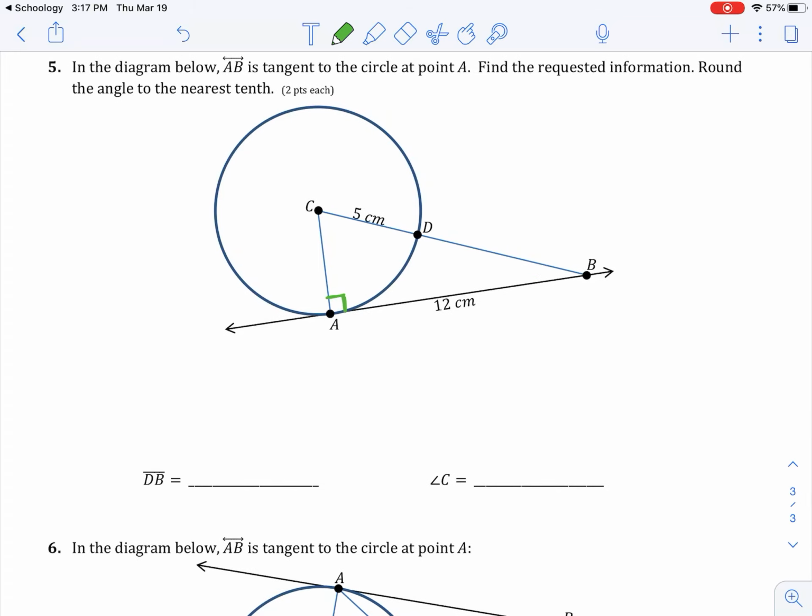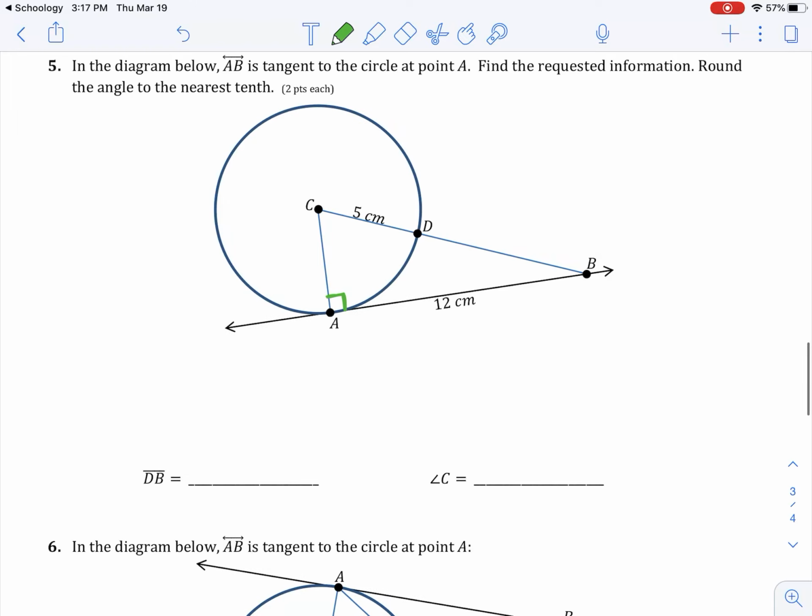Okay, so this one says that AB is tangent to the circle at point A. So I have a right angle right here, therefore I have a right triangle. Find the requested information, round the angle to the nearest tenth. So I need to find DB. So DB is this right here. I need to find that. Notice I put a question mark and not an X for just a second so we can think about it. All right, so I'm going to look at this right triangle.